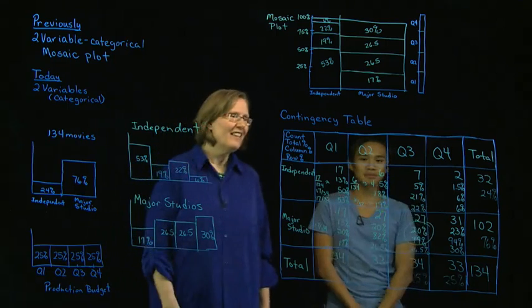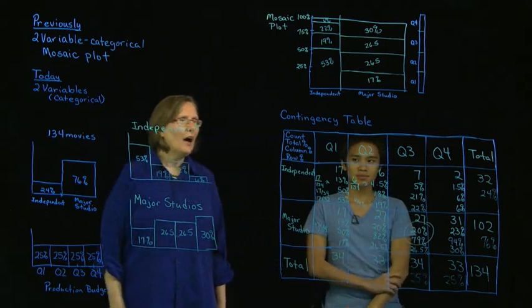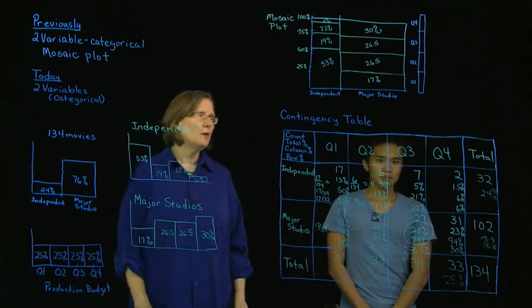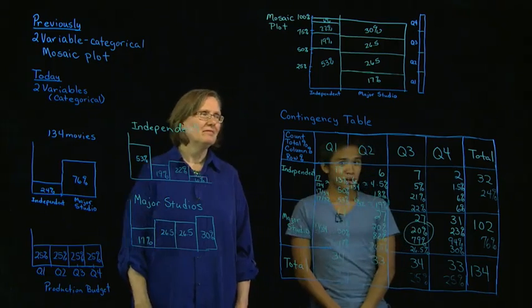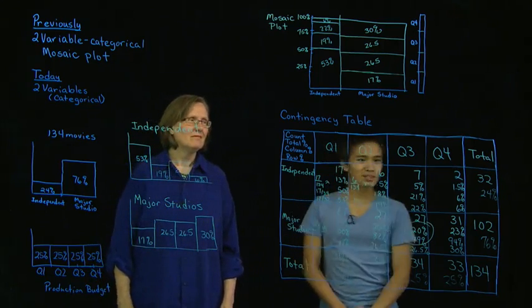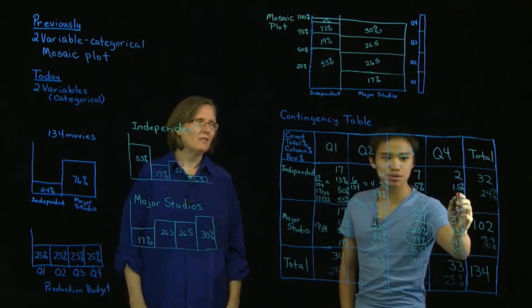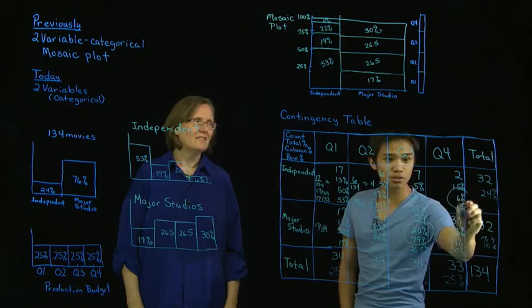That's correct. Now, of our movies that are in the fourth quartile, what percent are independent? All right, so for this one, we'll be looking at the column percentiles. And so under the fourth quartile, we'll go to the column percentile, which should be 6%.